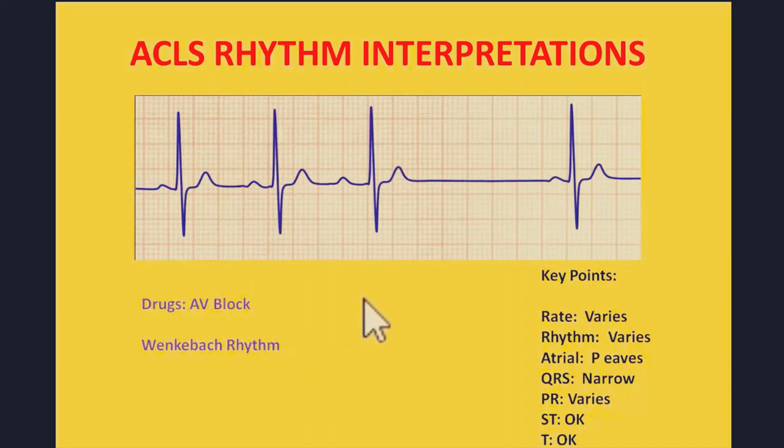Venckebach is a type of AV block, which rarely gives any problems. Most of the time, it is benign. We just need to watch. We may see this in patients with inferior myocardial infarction, but as long as we are taking care of the ischemia and the blood pressure, oxygen level and all this, it should not be a major issue.